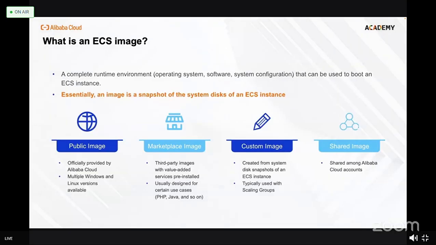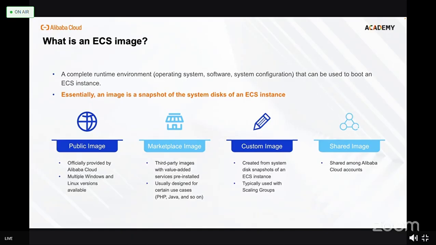Next, we see what an ECS image is. This is like an ECS instance which has a complete runtime, with the operating system, the required software, and also the system configurations that can be used to boot an ECS instance. Essentially, an image is a snapshot of the system disk of an ECS instance. So here we have the public image. These are the operating systems officially provided by Alibaba Cloud, which include the Windows server version and also the various Linux versions available.